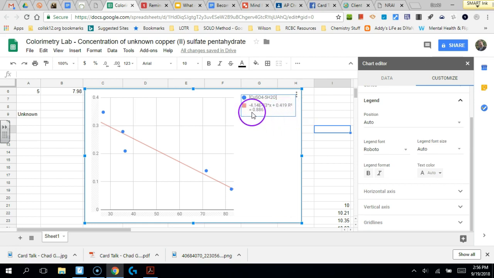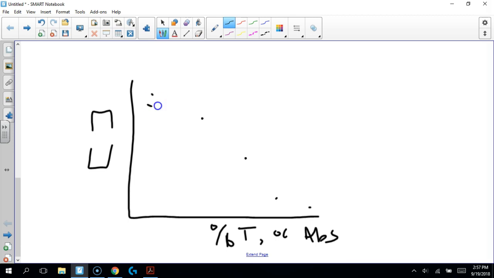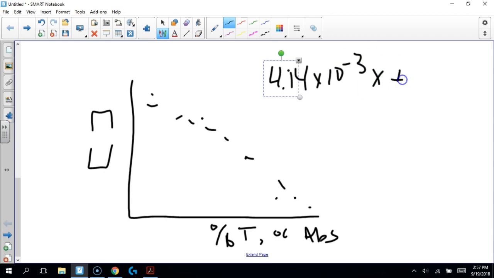Now, here's the thing, you want to be careful because it also kind of throws the R-squared value at the end. So the equation of the line is y equals negative 4.14 times 10 to the minus 3 x plus 0.419. What I'm going to do here, now that we have our data, it was 4.14 times 10 to the minus 3 x plus 0.419. That was our trend line.